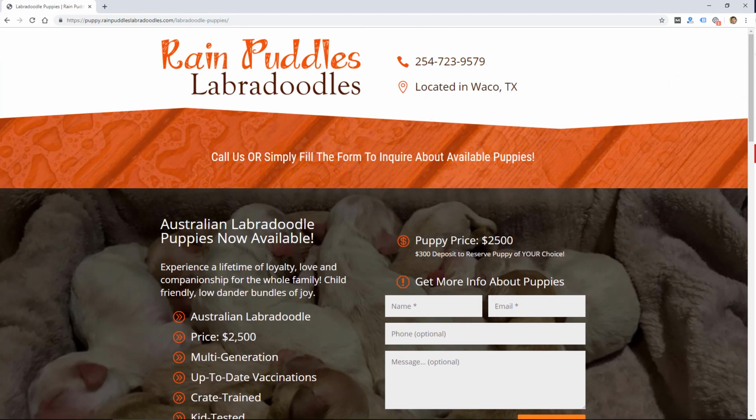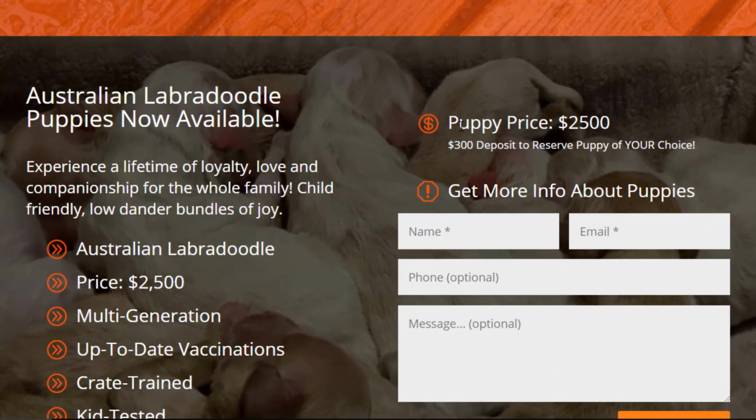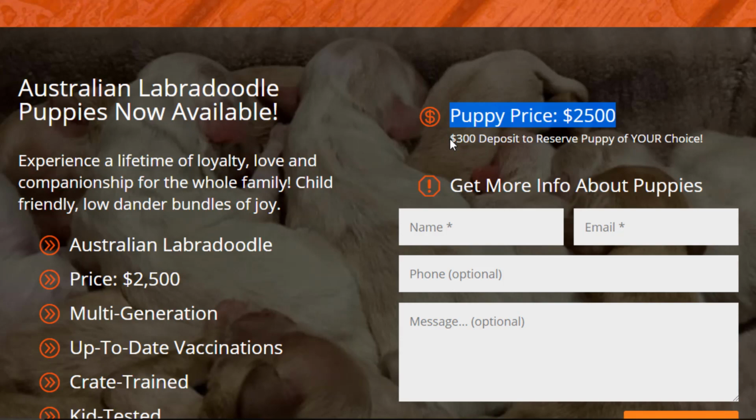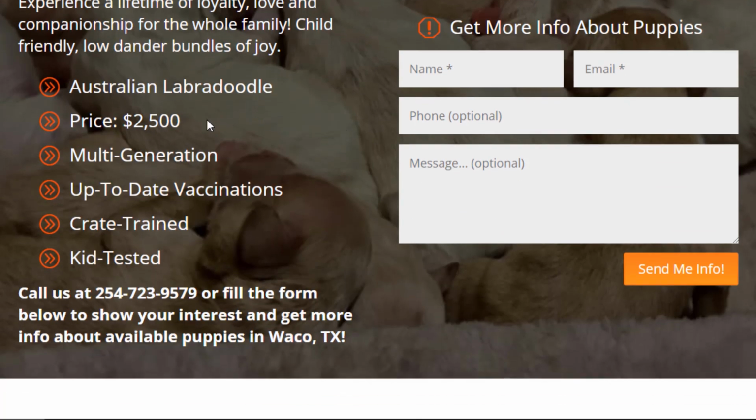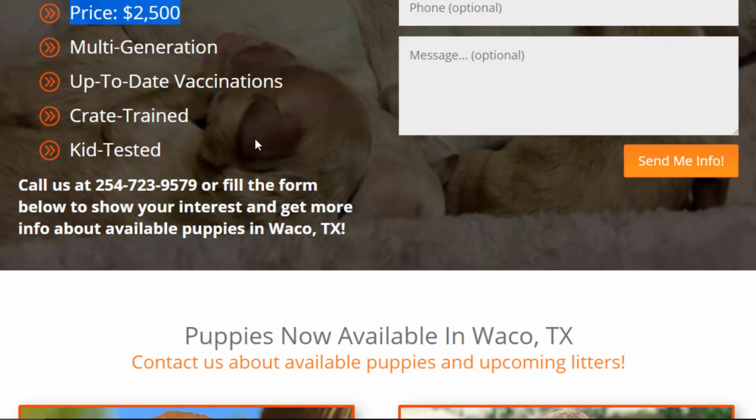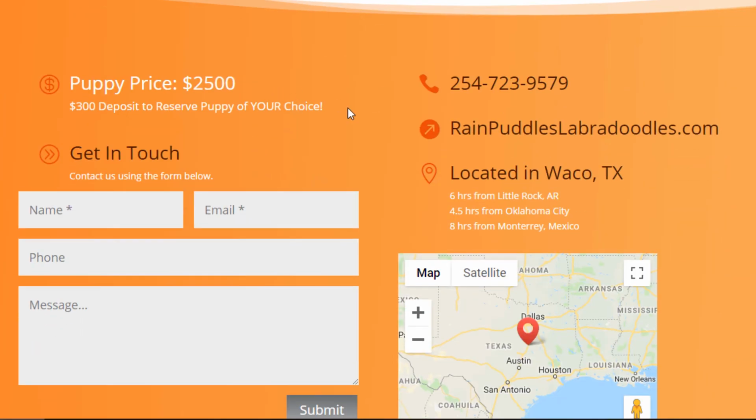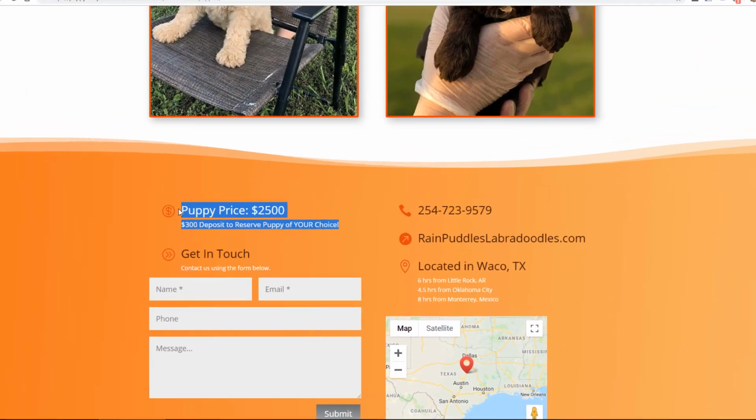So this is going to look different than the page I showed in the first video, but here it's got the price $2,500, $300 deposit. I mentioned the price here, and then we mentioned the price again at the bottom.